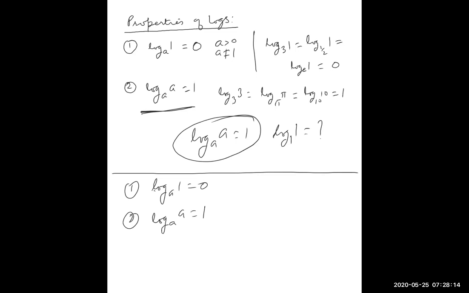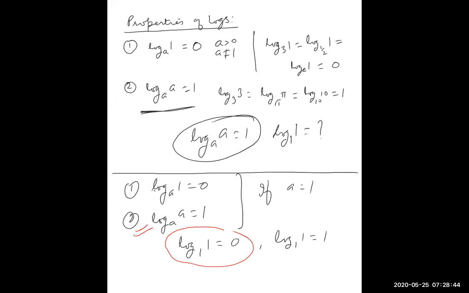Now in both questions, what I want to do: if a is equal to 1, then what will happen? From the first property, log 1 is equal to 0, and from the second property, log 1 is equal to 1. Both cannot be true definitely, because if I put 1 here, I'm getting 0, and if I put 1 in the second property, I'm getting 1. Both cannot be true. Understood the problem, everybody?